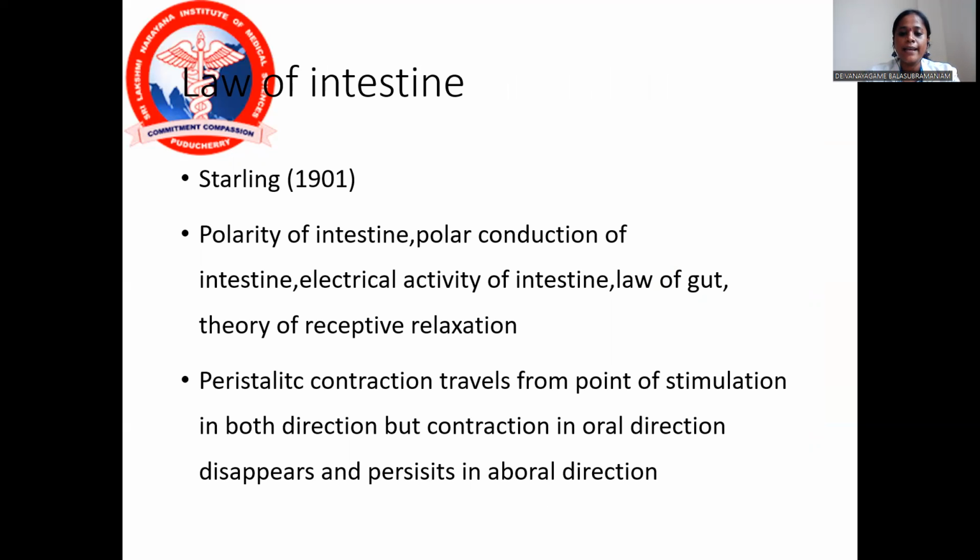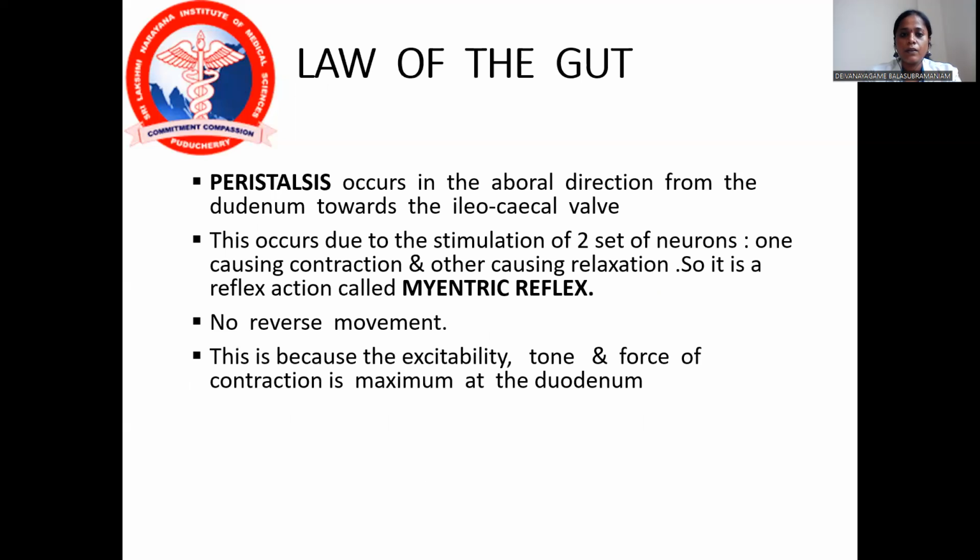The peristaltic contractions travel from the point of stimulus in both directions, but the contraction in the oral direction will disappear, whereas peristalsis in the aboral direction will persist. So according to that law, peristalsis occurs in the aboral direction from the duodenum towards the ileocecal valve.